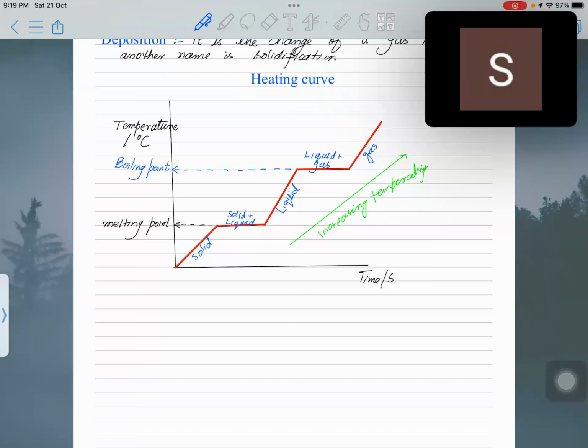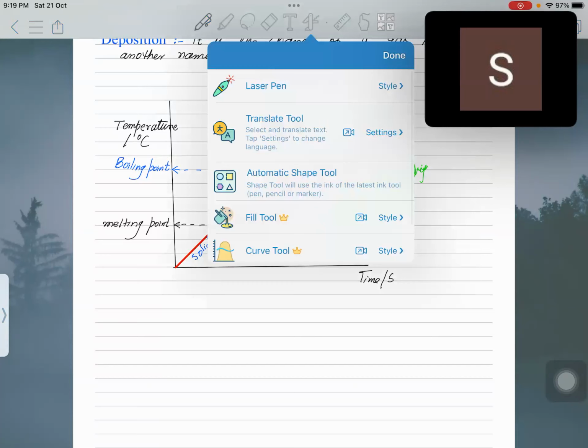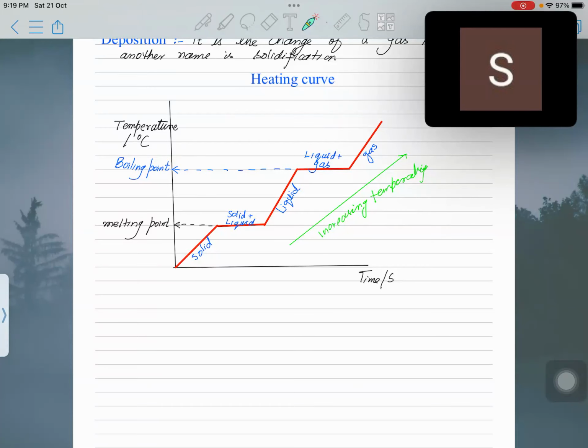So yesterday we started the heating curve, right? This is the heating curve. On the y-axis you have temperature, and on the x-axis you have time. Here we have solid. You can say that you have ice.